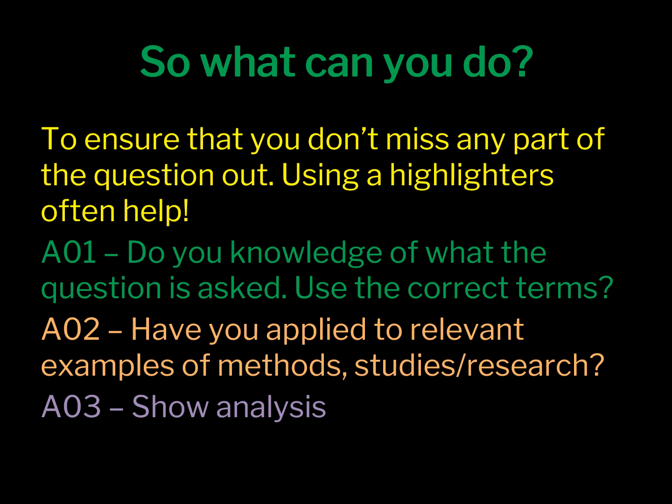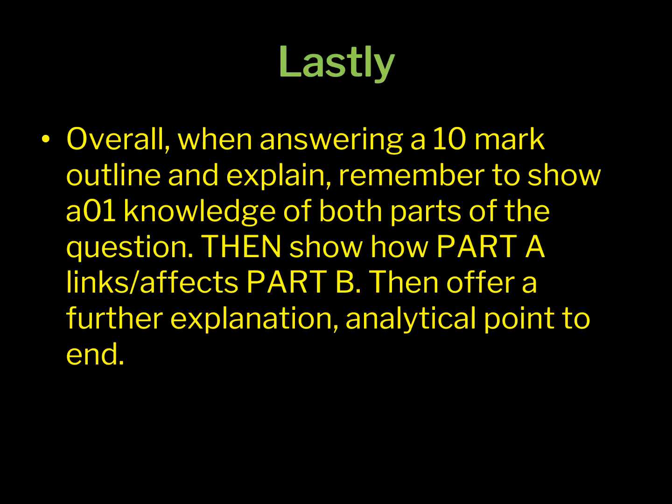So you've answered the question, what can you do now? To make sure that you don't miss any of the question out, using highlighters often helps. So AO1, do you show knowledge of what the question is asking? Have you used the correct terms? AO2, have you applied to relevant examples of methods, studies and research? And have you done AO3? This will ensure that you've done what the question is asking. So overall, when answering a 10-mark outline and explain, remember to show the AO1 knowledge of both parts of the question, show how part A links or affects part B, and offer a deeper explanation, an analytical point to finish.